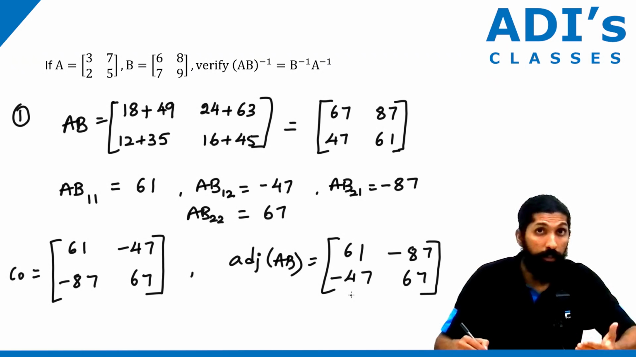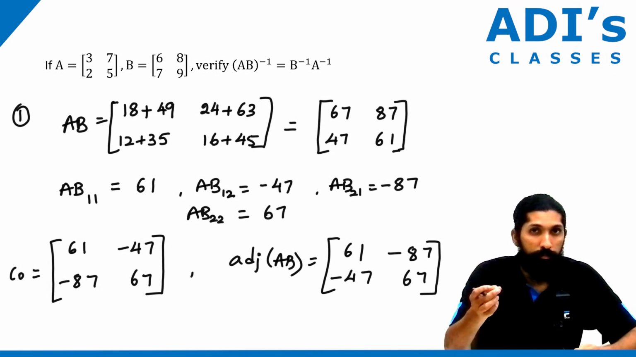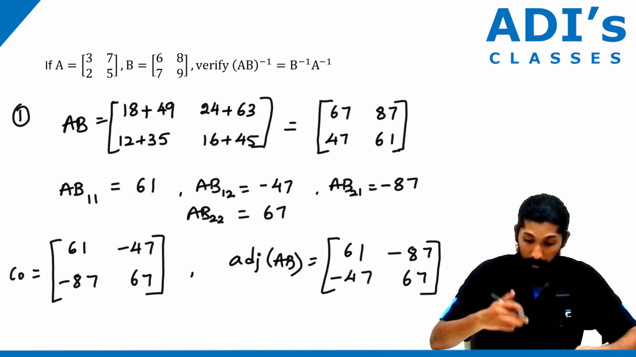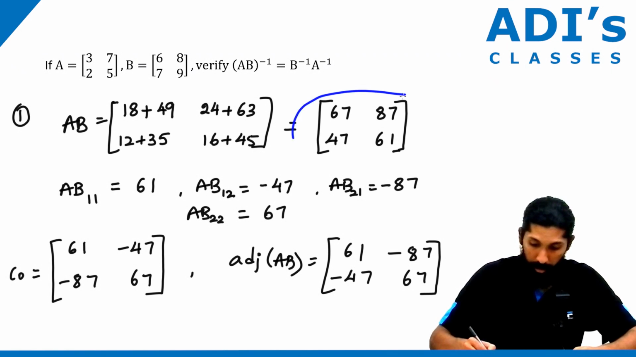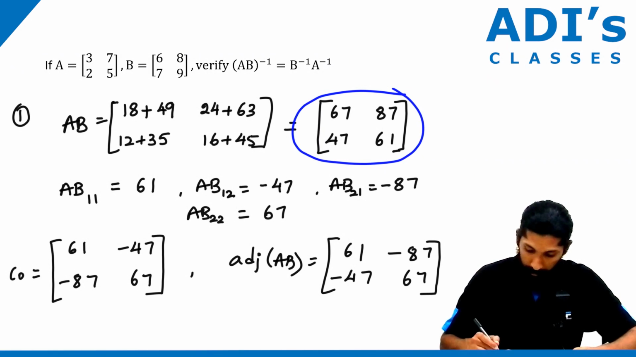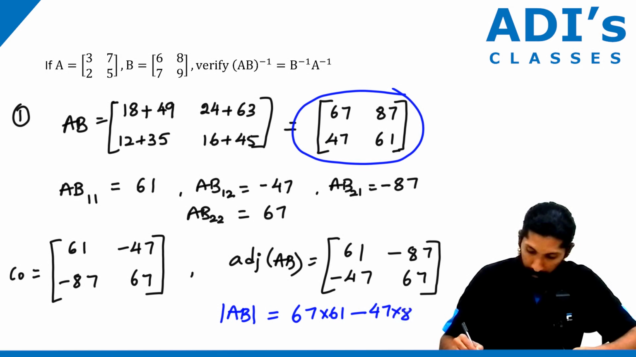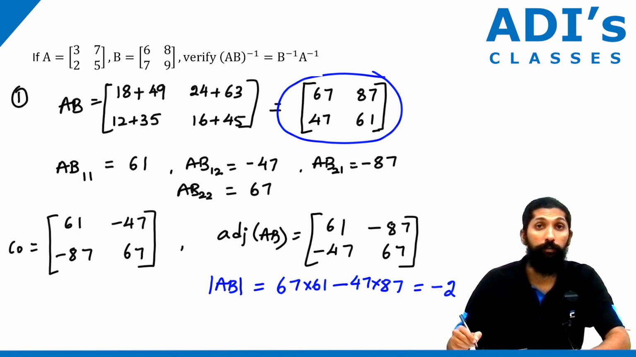So now let's calculate the determinant of AB. I know these are big numbers, but probably once you do the determinant, you might get a very easy number. So let's calculate the determinant now. I'll try to write it here itself. Determinant of AB is equal to 67 into 61 minus 47 into 87. This is going to give you minus 2. See, such a beautiful number you got. The determinant value is negative 2.